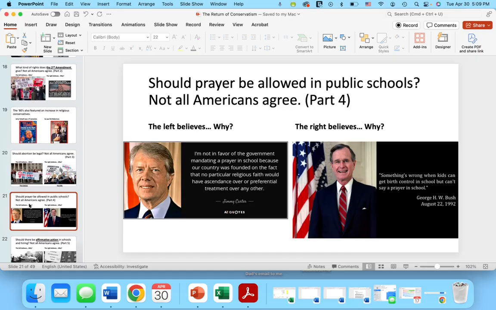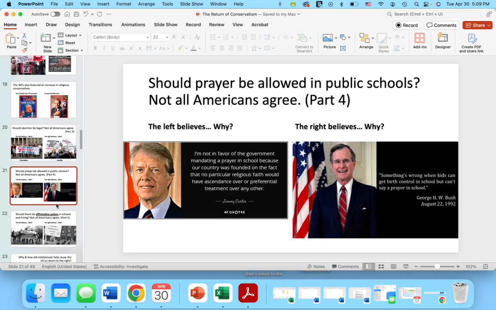Another one: should prayer be allowed in public schools? Not all Americans agree. The right believes, for example, here's Republican President George H.W. Bush. He says something's wrong when kids can get birth control in school, but you can't say a prayer in school. On the other hand, Jimmy Carter says our country was founded on the fact that no particular religious faith would have ascendance, separation of church and state. We should not have school prayer in a public school.